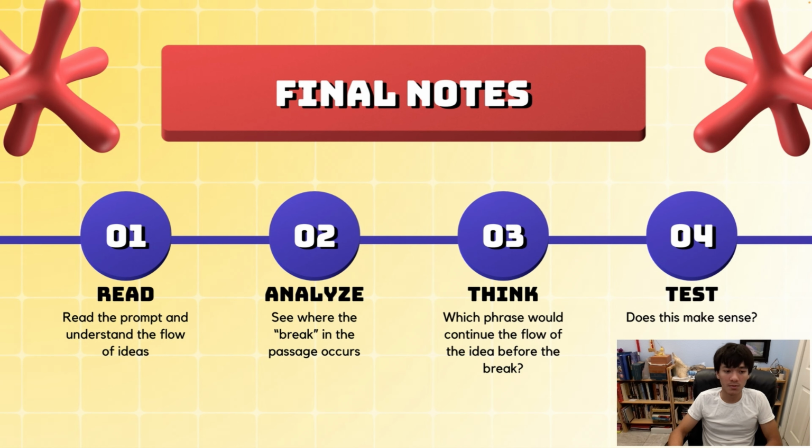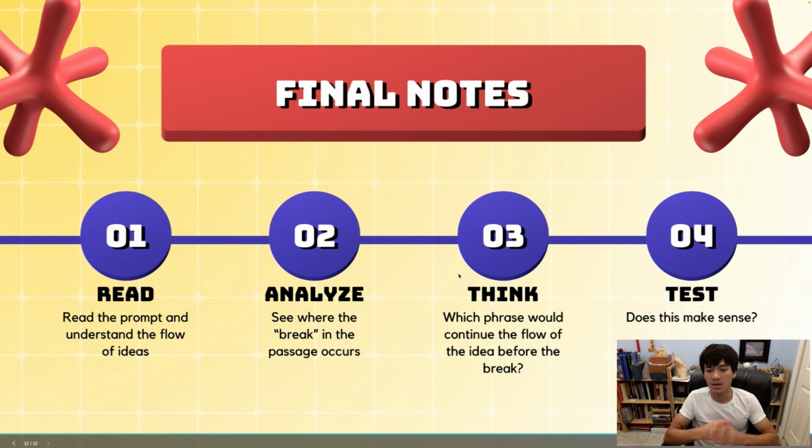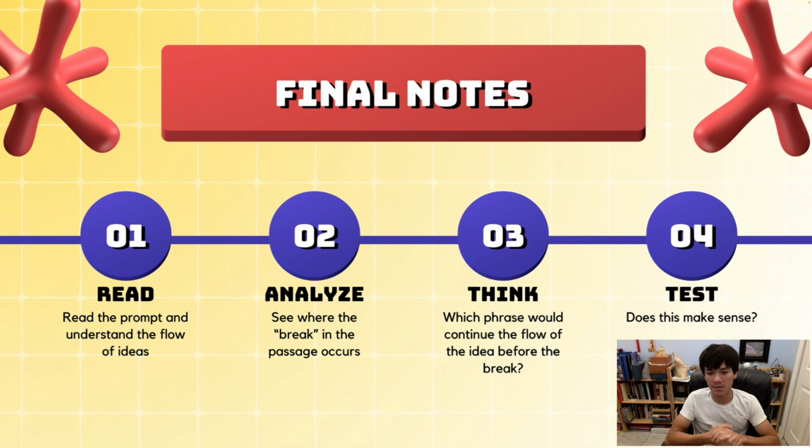Some final notes before we wrap up the lesson. We need to make sure that we understand the prompt and understand the flow of ideas so that we know what they're trying to argue, the point they're trying to make, so that we can, of course, logically complete the idea that they're trying to get across. So that's why we need to analyze and see where the break in the passage occurs so that we can complete the idea they're trying to give. Remember, this break doesn't have to be at the end. It could be somewhere in the middle of the prompt, but you still have to be able to complete the idea. 3. You have to think logically to yourself which phrase would continue the flow of the idea.